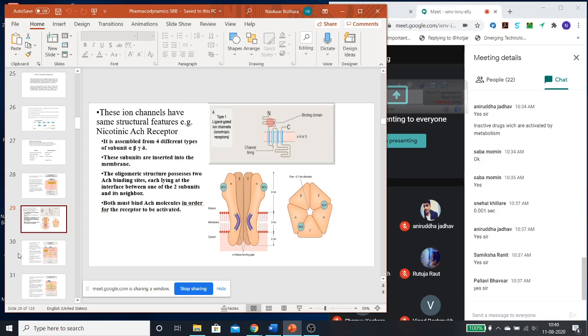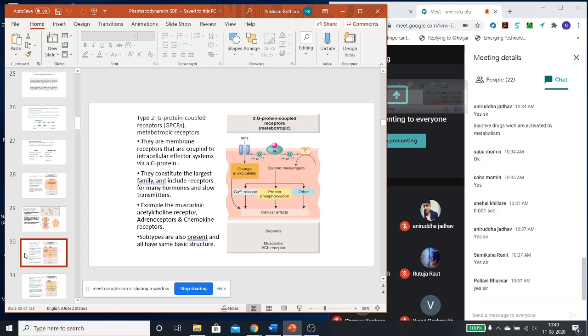Then the next are G protein coupled receptors. We shall see still more details about them, and you have seen about them. They have second messenger mechanisms. So they will either act through ion channels, or through protein phosphorylation, or through calcium release. So these are a variety of actions it can cause. Example is muscarinic receptor of acetylcholine.